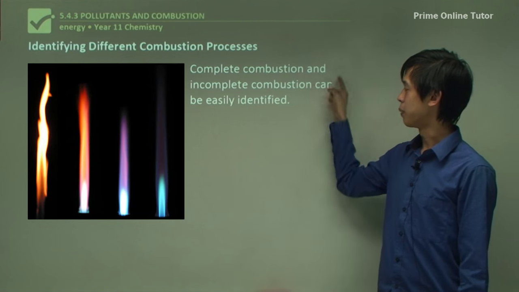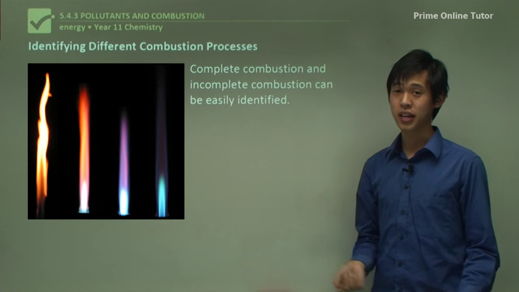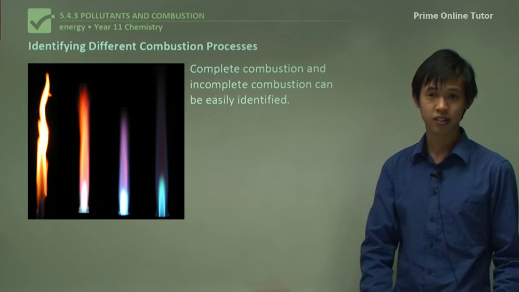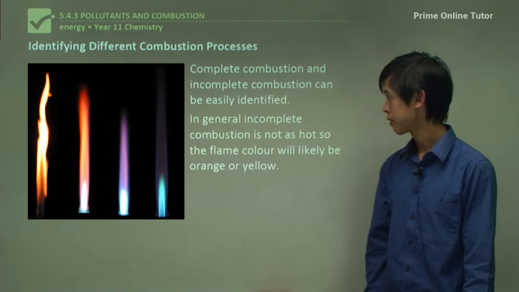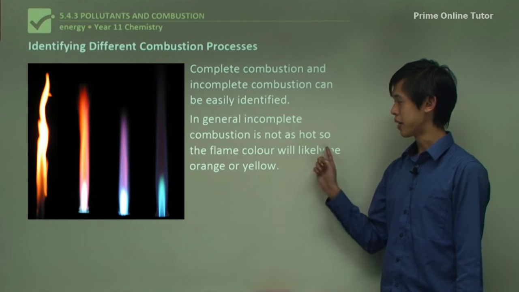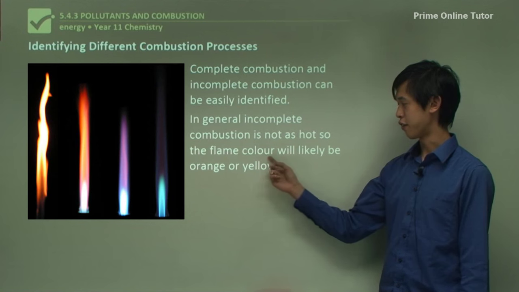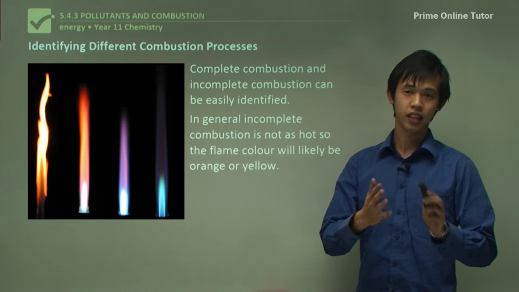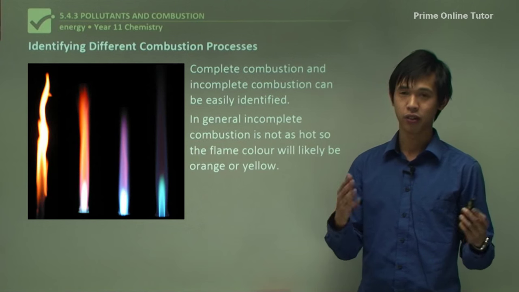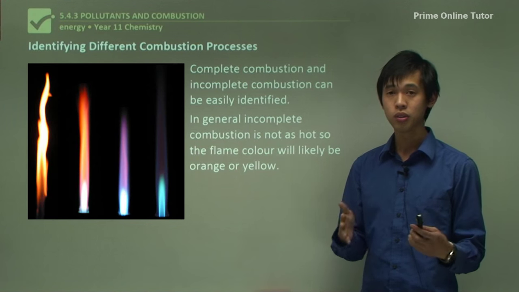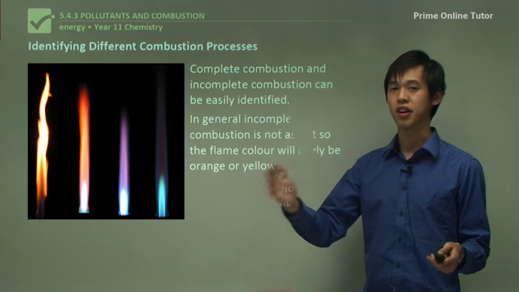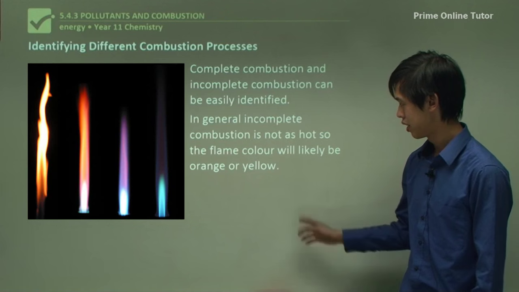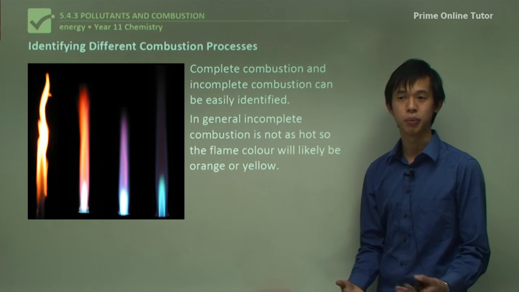Now, complete combustion and incomplete combustion can be easily identified from one another just by eyeballing it, just by saying, you know, there it is, I'm pretty sure that's incomplete. So in general, incomplete combustions are not as hot, and the flame will likely be orange or yellow. Remember the colors kind of tell you about temperature. Yellow and red are much less hot than blue and white. White is the hottest, blue is really hot, and red is kind of just hot. So they'll tend to be orange or yellow for incomplete combustion.